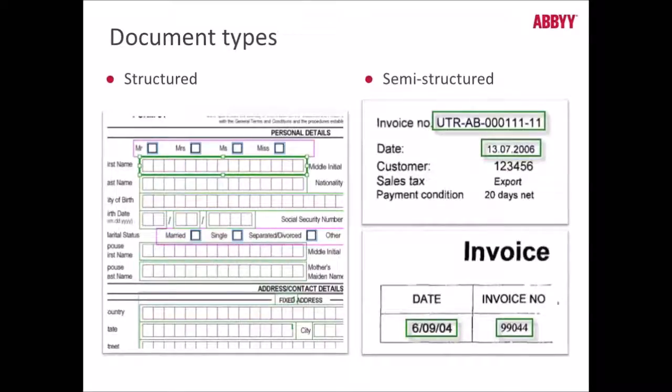Before we start, there is essential information regarding the documents we are going to process. For a data capture system to be able to capture data from a document, it must know what data to capture and where it can find it on the document. The documents can be classified into two types, structured and semi-structured. In other words, fixed and flexible forms.